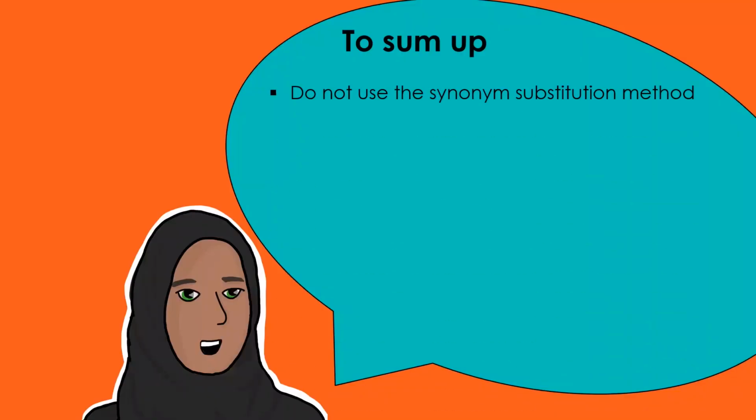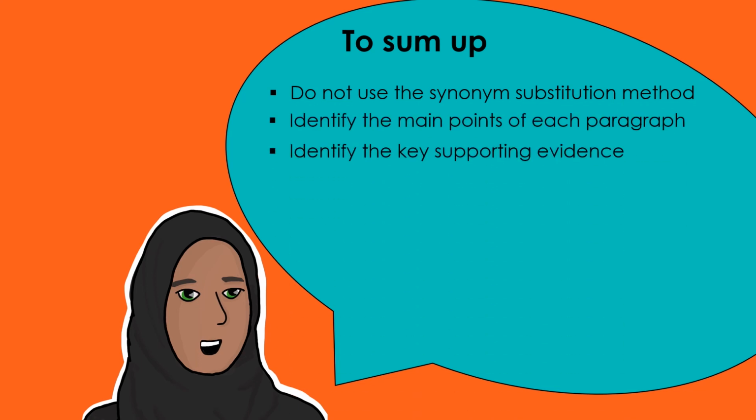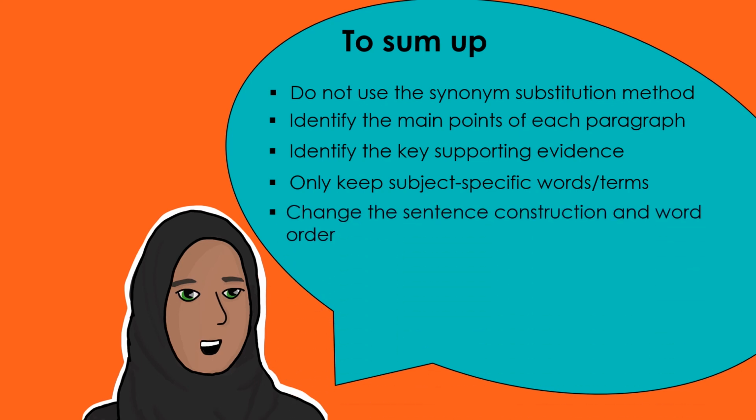So, to sum up then, when you are paraphrasing, do not use the synonym substitution method. Identify the main point of each paragraph. Identify the supporting evidence given for each main point. Only keep subject or discipline specific words. Change the sentence construction and word order, and give an in-text reference. I trust that you are now ready to start summarizing and paraphrasing on your own.